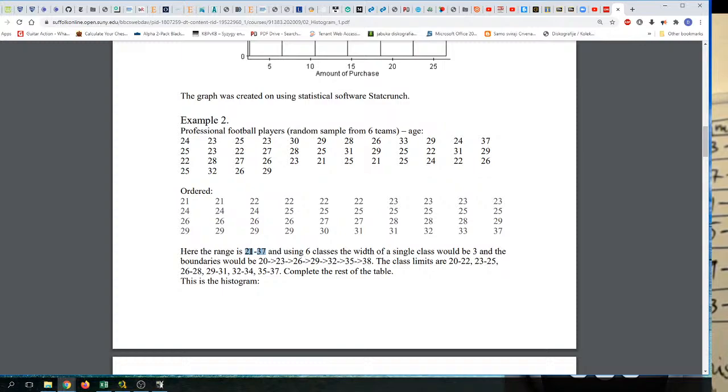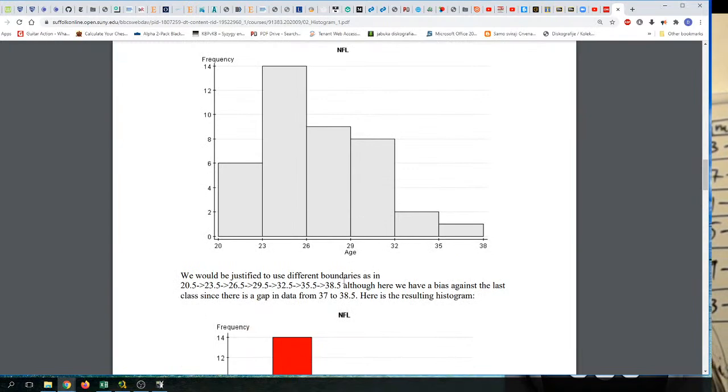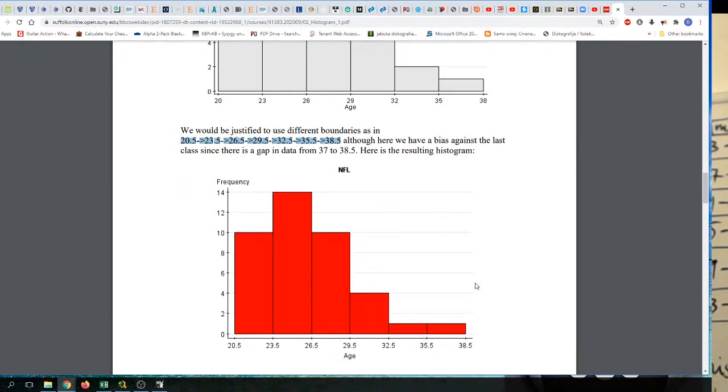And that way you're never going to have a problem with the boundaries, because every next boundary is going to be fractions. So you have 20.5, and then I add 3, you get 23.5, and add 3, 26.5, add 3, 29.5, add 3, 32.5, add 3, 35.5, and add 3, 38.5. So that's perfectly okay if you want to do that. So I did it here. I decided to use this as boundaries. This is slightly biased. It's not really all that big a deal, but it's slightly biased because the lowest age I have in this group of players is 21.